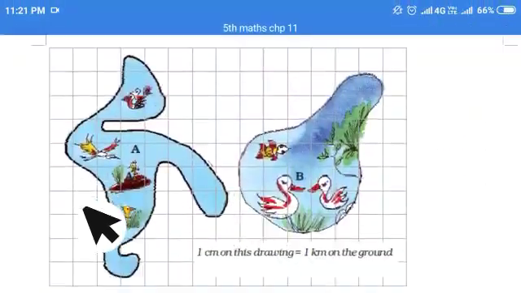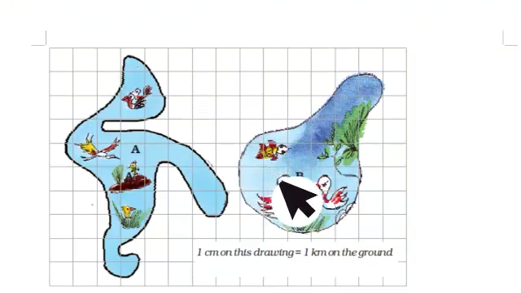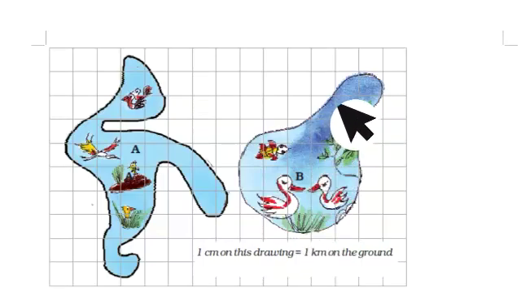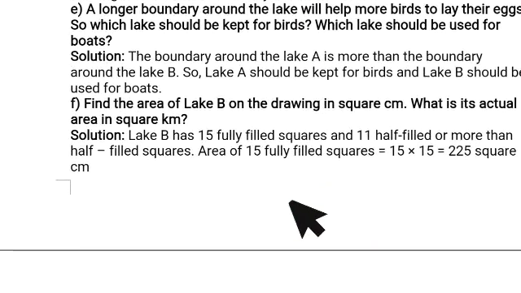For lake B, you can count how many are full squares. This is known as a full square. 1, 2, 3, 4, 5, 6, 7, 8, 9, 10, 11. Okay, so 11 half-filled squares are there, and 15 fully filled squares are there.